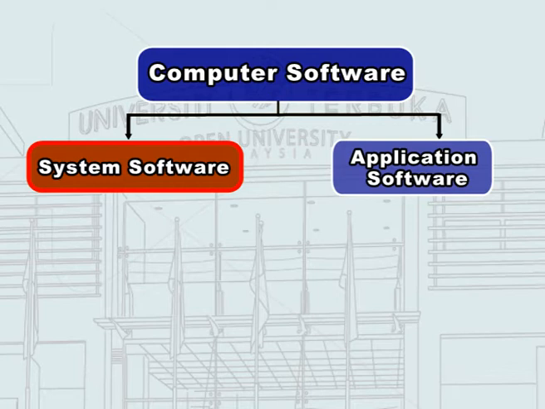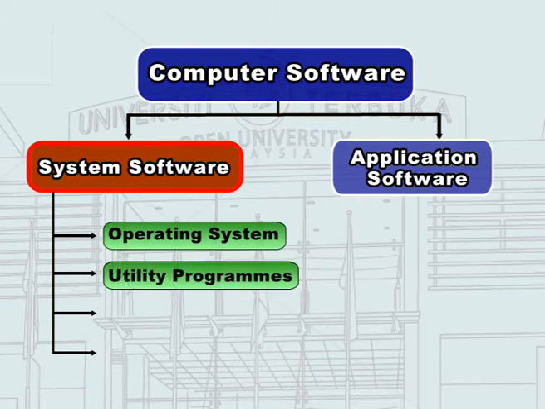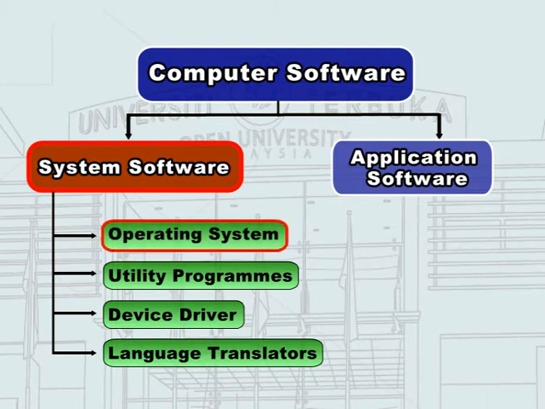A system software is divided into 4 categories, and they are operating system, utility programs, device driver, and language translators. Now, let me provide you with some details about these 4 categories. First category, the operating system, is the program that operates your computers. It manages resources, provides interfaces between users and the computer, and runs the applications such as word processing.